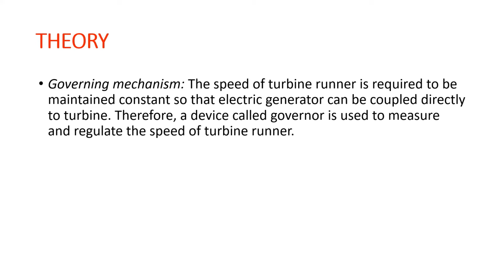Governing mechanism. The speed of the turbine runner is required to be maintained constant so that the electric generator can be coupled directly to the turbine. Therefore, a device called a governor is used to measure and regulate the speed of the turbine runner.